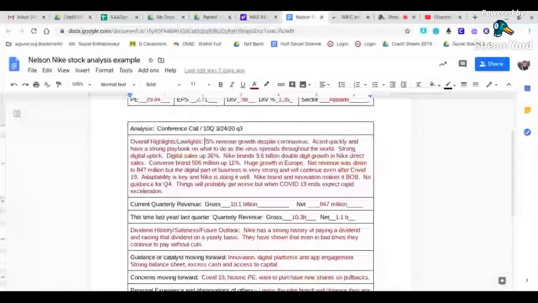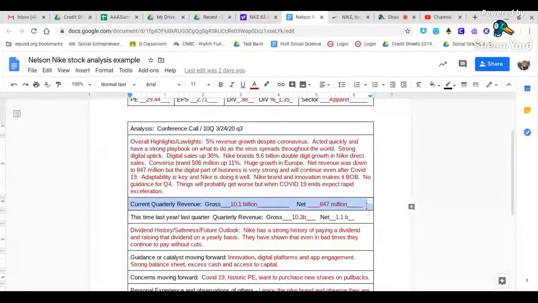All right, so that's just a summary of the conference call. Their quarterly earnings here, which I mentioned. Their gross revenue was 10.1 billion. Their net revenue was 847 million. You compare that to last quarter, which was 10.3 billion and 1.1 billion net sales, or net revenue. So they didn't do as well, right?